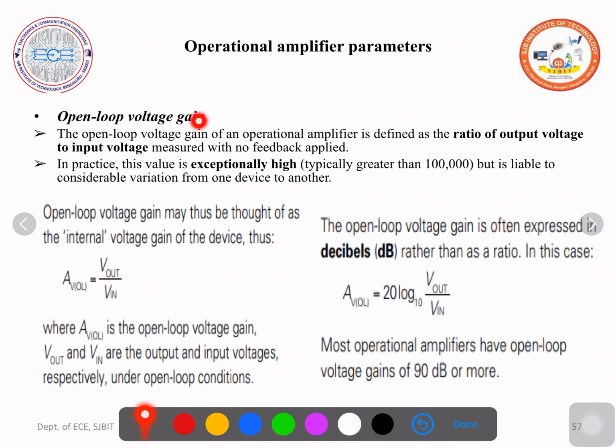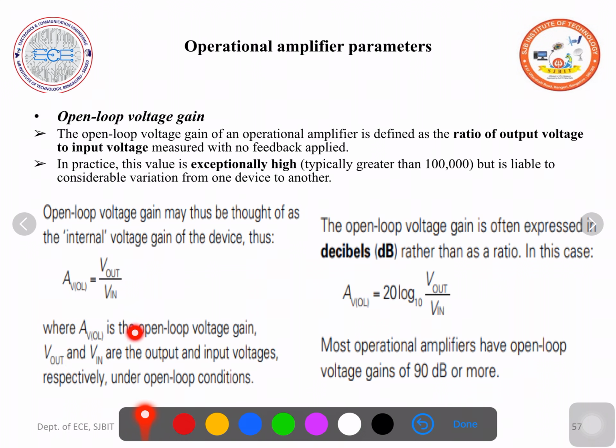Let us see some of the parameters of the operational amplifier. Important parameters: open loop voltage gain. As you know, gain is nothing but output by input. Voltage gain means output voltage by input voltage. Open loop means there will be no feedback in the open loop voltage gain. Ideally, the open loop voltage gain is infinity, but practically it will be in the range of 1 lakh, or it may be greater than this.